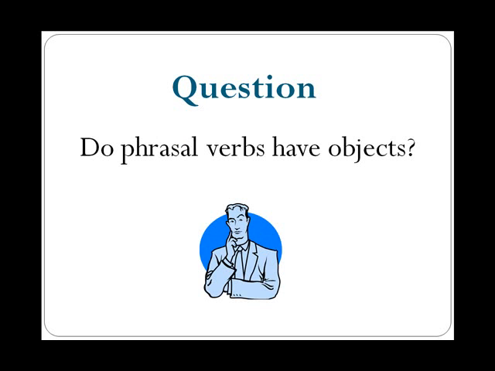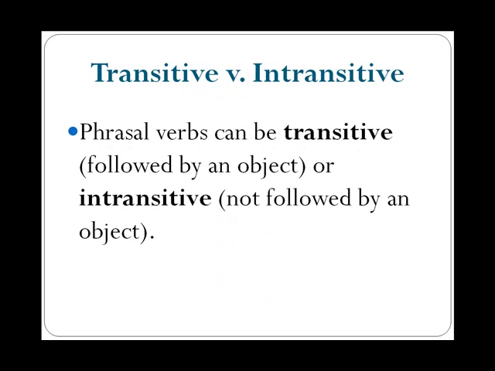What did you observe? Do phrasal verbs have objects? The answer is yes and no. Phrasal verbs can be transitive, meaning followed by an object, or intransitive, meaning not followed by an object.